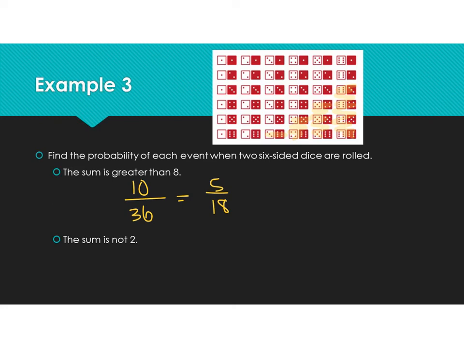Up next, let's look at a sum that's not 2. Maybe you're thinking, I don't want to add up all those numbers that aren't 2. It would be way easier if we just add up the numbers that are 2. If we add up what is 2, it's just this one right here. So there is a 1 out of 36 chance that it is 2. So we're going to do 1 minus 1 out of 36, which would be a 35 out of 36 chance it's not 2. And that's how the complement works.